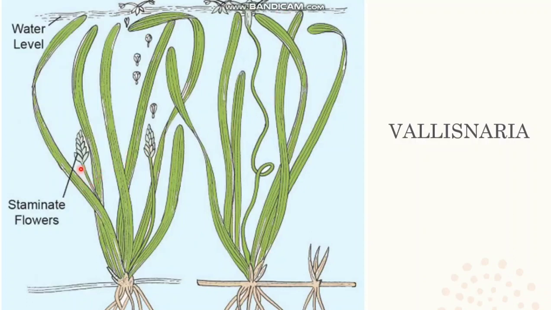Whereas the staminate flowers have a short stalk and they produce pollen grains. As the male flowers mature, they detach from the inflorescence and they are released into the water.